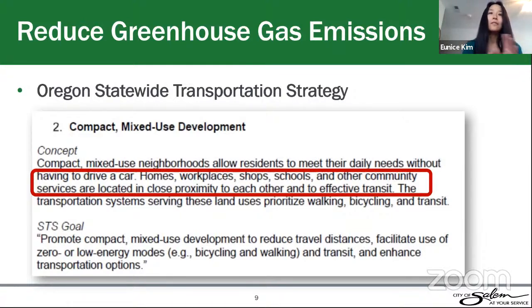We know that land use alone is not enough to get to carbon neutrality by 2050. We do need to make improvements to the transportation system, for example, to support mixed use. But we're really focused today on that zoning and on that land use.